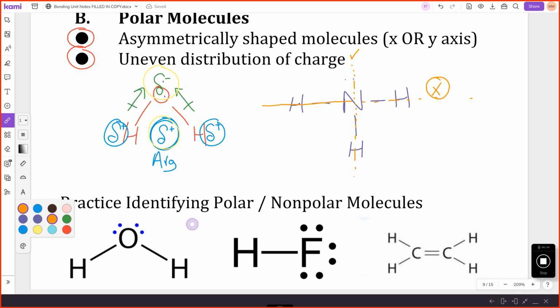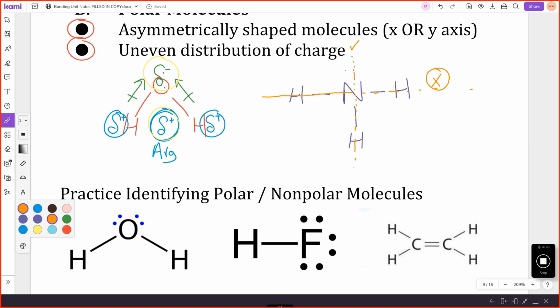Right? Here are three pictures that we can quickly look at. We've already discussed water, but I'll show it to you again. That is a symmetrical line, but this is a non-symmetrical line. That's a polar molecule. Divide this right down the center, H on the left and F on the right. They are two different atoms. This is not a symmetrical line. This, again, is a polar molecule.